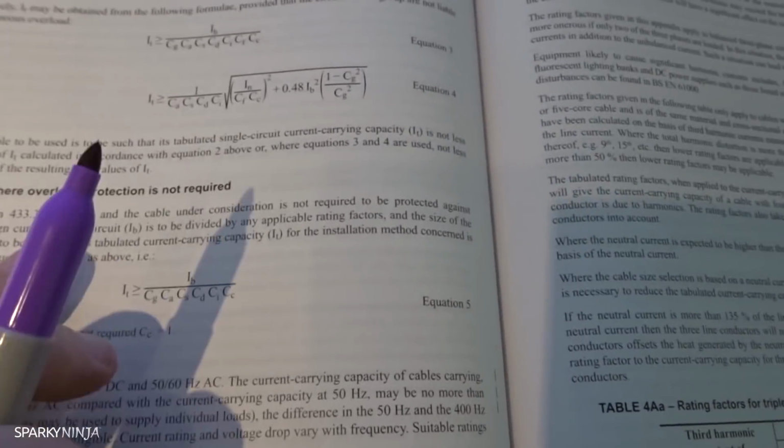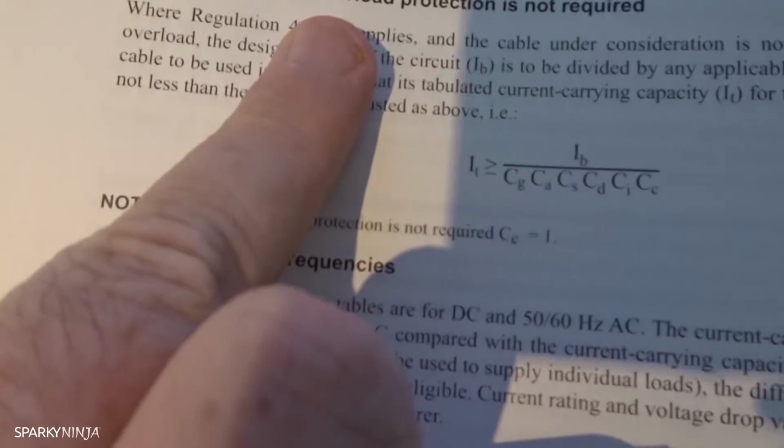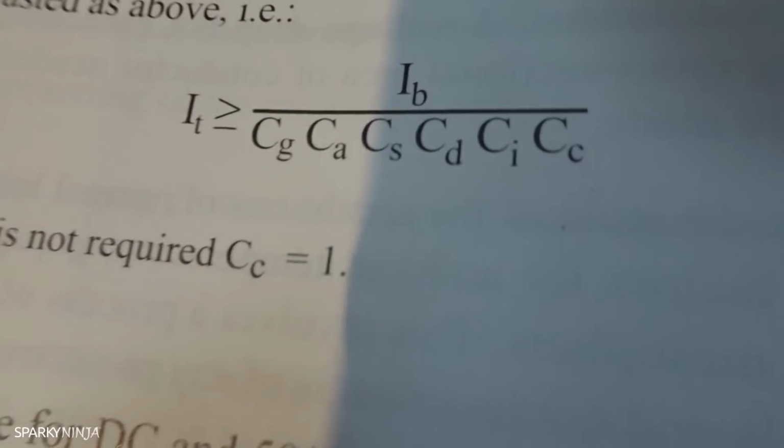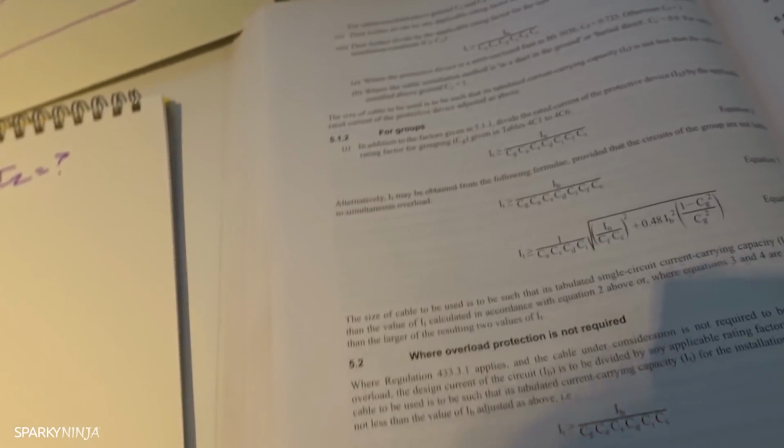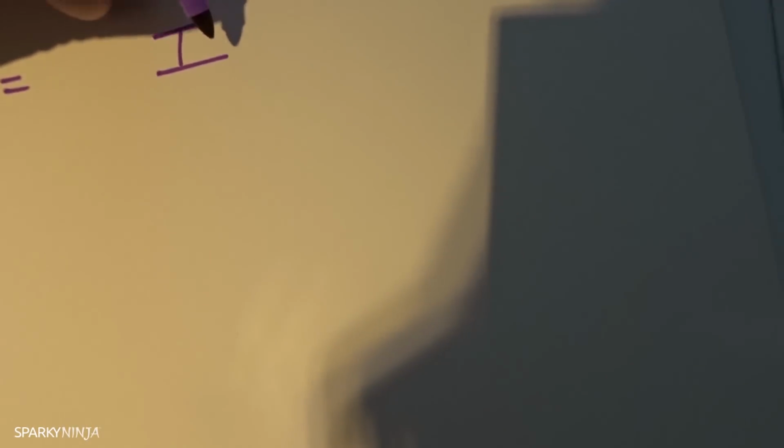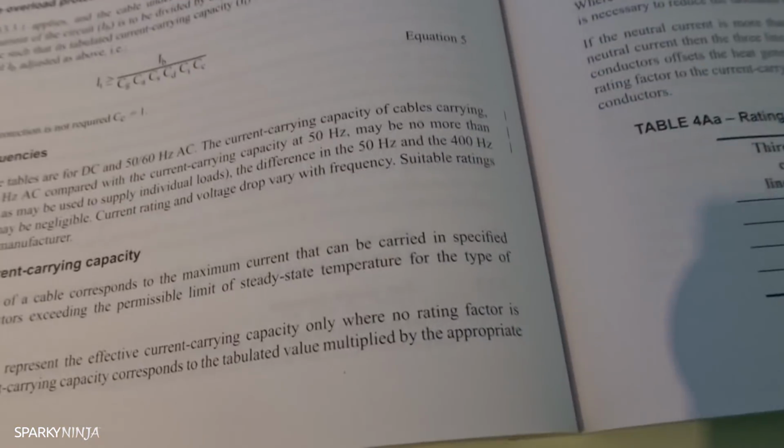So we're gonna go with this grouping formula, but here's the question. If overload protection is not required, then instead of IN on the top line, as we've gone with here, we actually could use IB on the top line. So will a heater overload? No, it won't. It's not a motor. It's not a socket outlet circuit. So I'm going to go with IB over, and I'm going to use this formula.